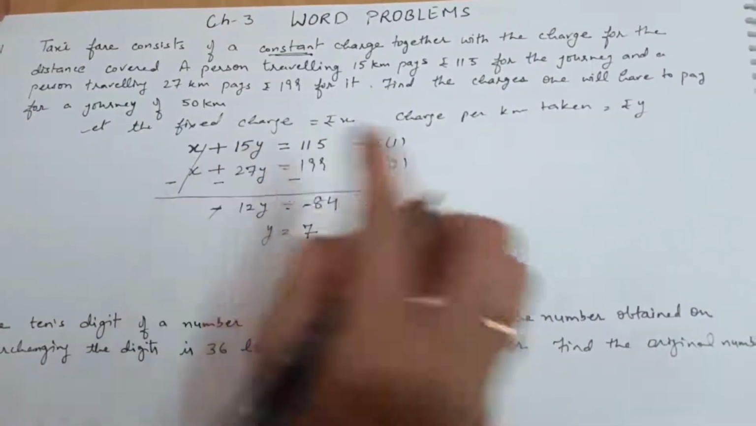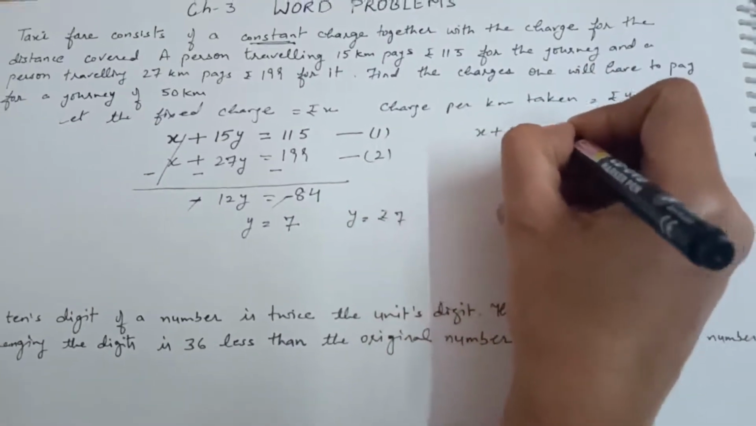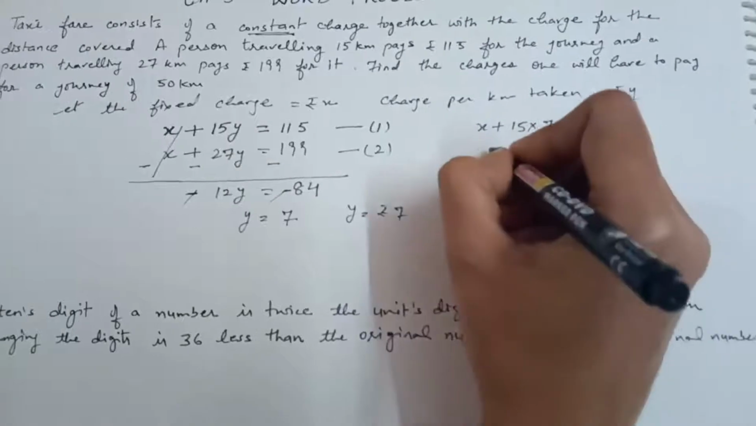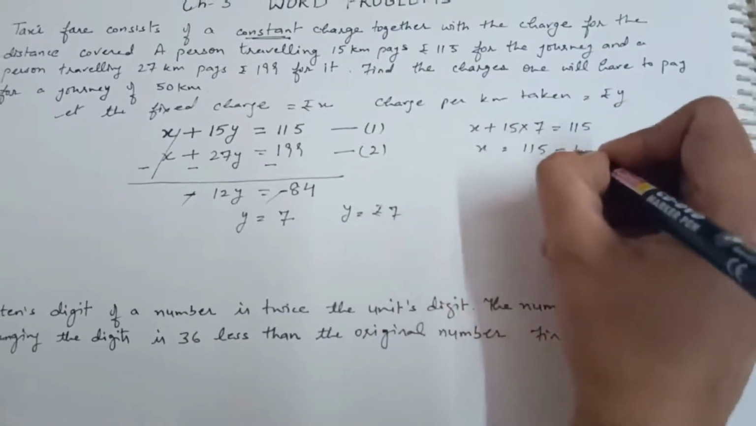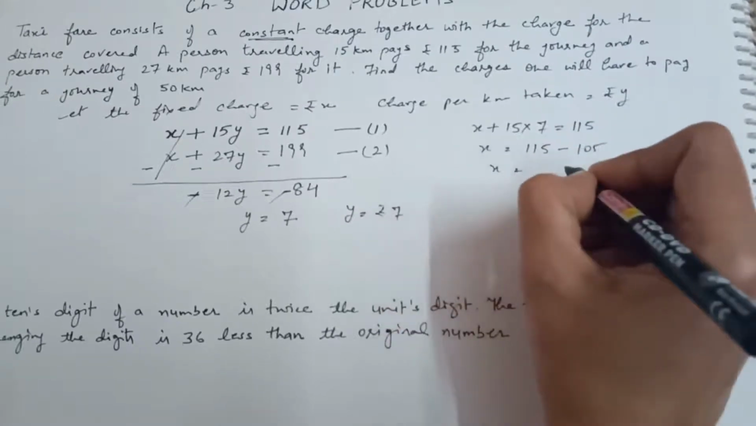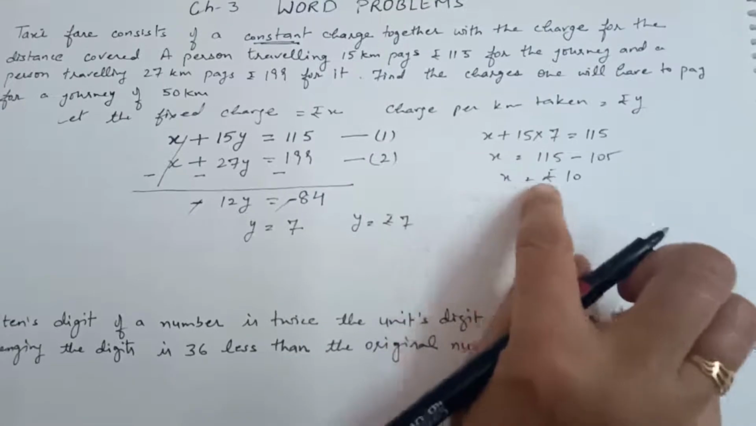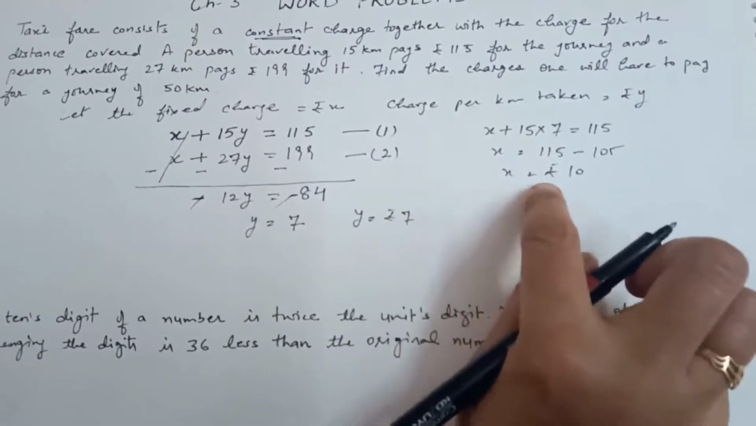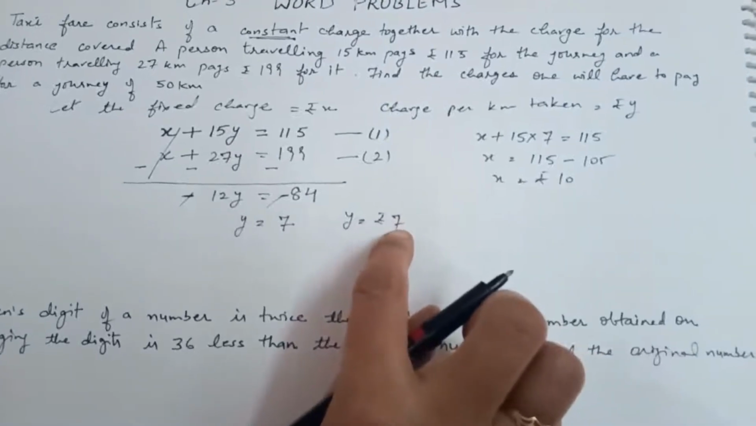Put y in any equation. Suppose I am putting it in the first equation: x plus 15 into 7 is equal to 115. So x will be 115 minus 15 into 7, that is 105, so x is 10. So x is equal to rupees 10. This is what you got, the fixed charge. Anywhere you are going, he will take rupees 10, and the per kilometer charge is rupees 7.